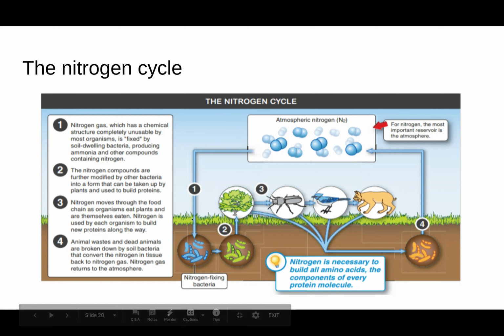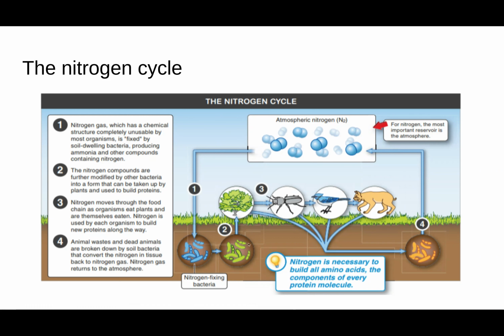It's brought into the system solely by bacteria, and is then essentially passed through the chain as things eat things below it. There is a final avenue here, very much like the carbon cycle. Organisms don't respire nitrogen.